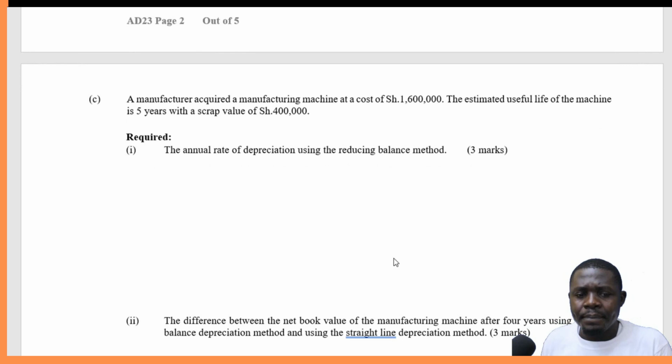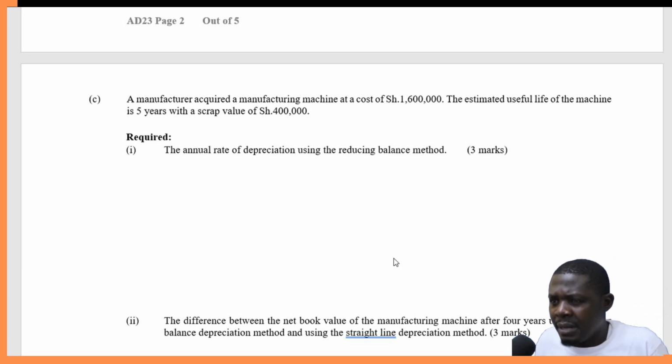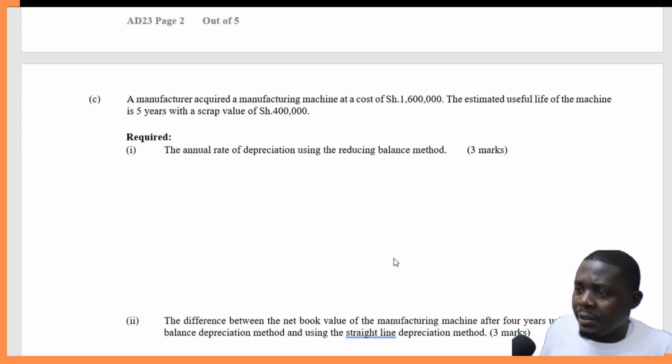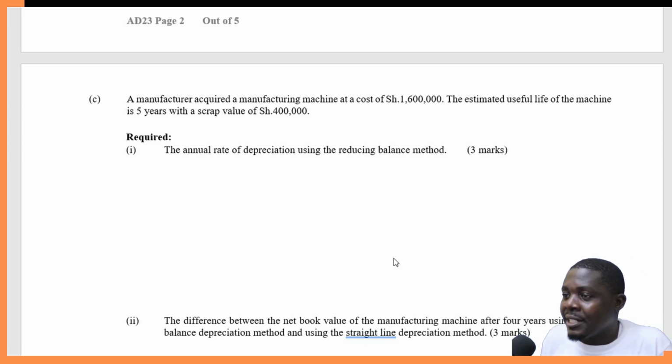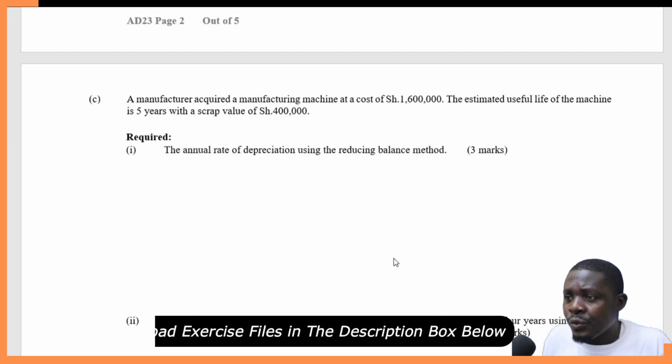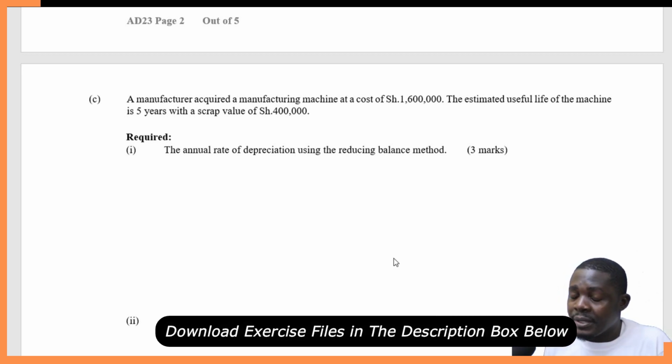And then part C, we are told that a manufacturer acquired manufacturing machines at a total cost of 1,600,000. The estimated useful life of the machines is 5 years with a scrap value of 400,000. Required: the annual rate of depreciation using the reducing balance method.